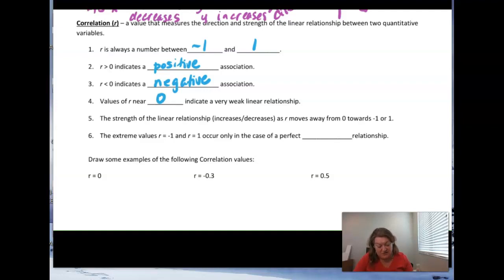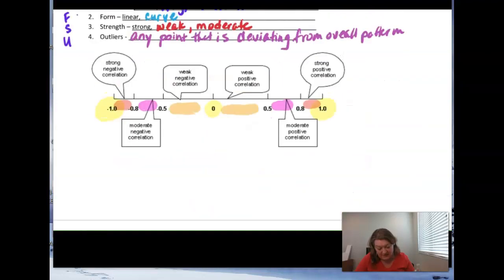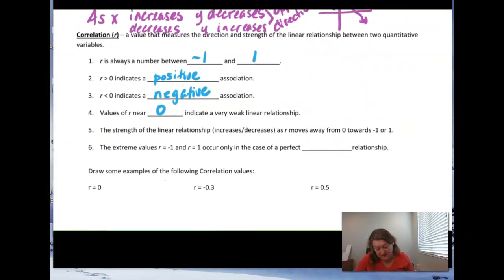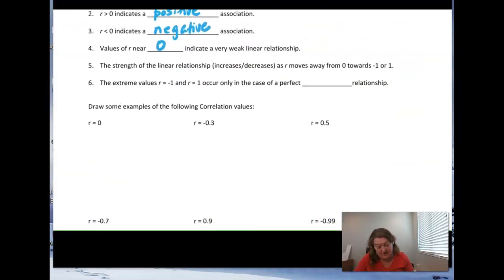Well, the strength would get stronger, because going back to my diagram, those most strong numbers happen at the extreme edges of the graph. So if I am looking at the strength of the linear relationship, what does it do as R moves away from 0? We would say it increases. Okay? And the extreme values, -1 and 1, only occur in the case of a perfect line. If every single point on that graph falls right within a line, then that's going to have the extreme values of -1 or 1.